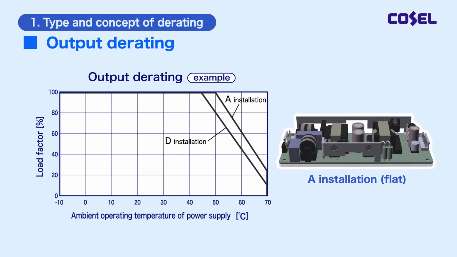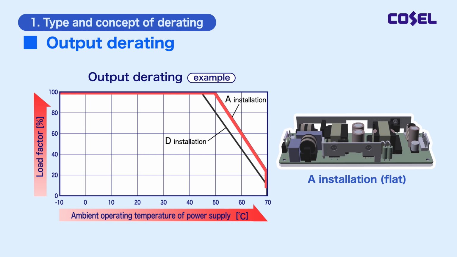This is a graph of output derating. The horizontal axis is the ambient temperature, and the vertical axis is the load factor. The higher the load factor, the higher the electricity loss inside the power supply and the higher the component temperature. So the power supply should be used in an area with a lower ambient temperature. The higher the ambient temperature, the smaller the usable load factor of the power supply.